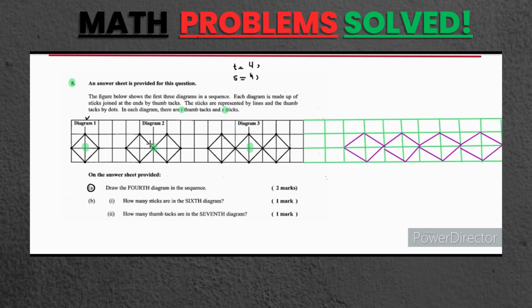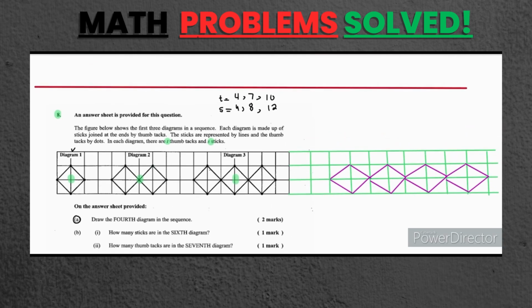Here you can see 1, 2, 3, 4, 5, 6, 7, and then the sticks 1, 2, 3, 4, 5, 6, 7, 8. Then we will move to this diagram, 1, 2, 3, 4, 5, 6, 7, 8, 9, 10. And how many sticks are there? 1, 2, 3, 4, 5, 6, 7, 8, 9, 10, 11, 12. So we got 2 sequences here for T and for S.